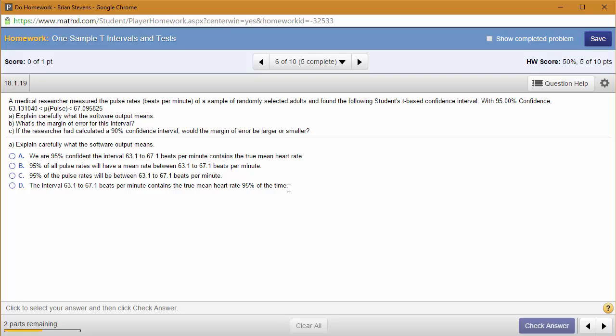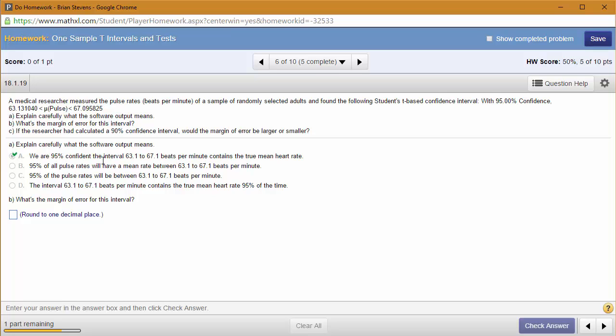There we go. We are 95% confident the interval 63.1 to 67.1 beats per minute contains the true mean heart rate. That is excellent. And I interpreted: I am 95% confident the true mean pulse rate is contained in the interval 63.13 to 67.09. Make sure you know how to interpret an interval.